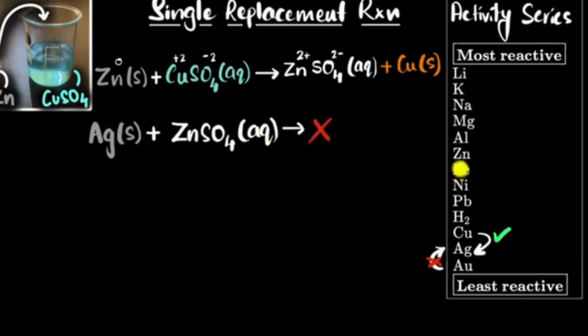Now, before we move on, do you see something weird in the activity series? It's supposed to be all metals. This is all about metals. But guess what? We also see hydrogen over here. What's hydrogen doing over here? This is not a metal, right?